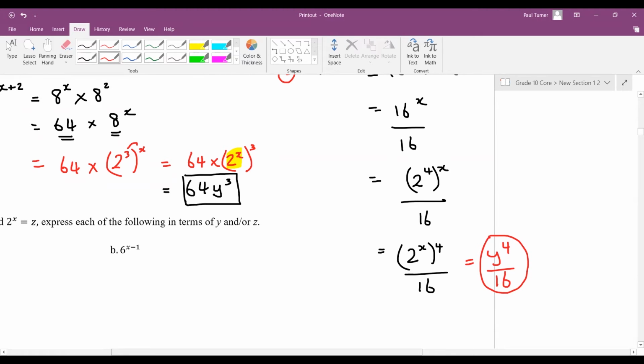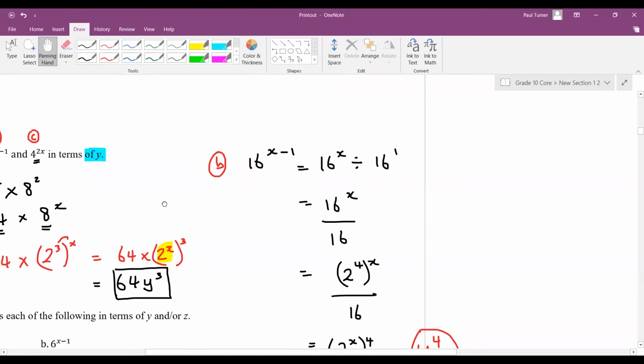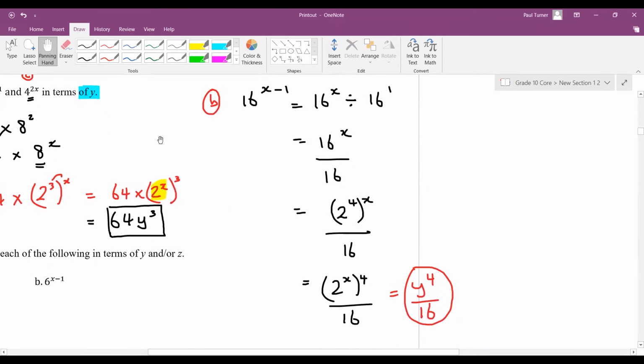Anyone? Is that okay? Any problems there or not? I'll fix that one later on my answer key. Anyway, so the second one, or the third one, which was 4^(2x). So let's write that here.